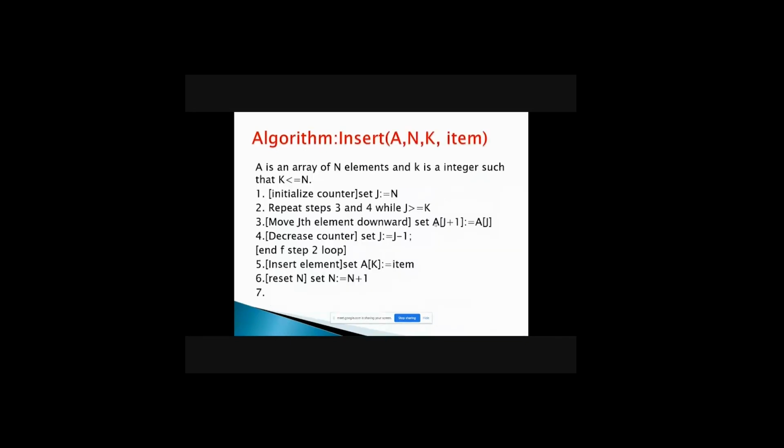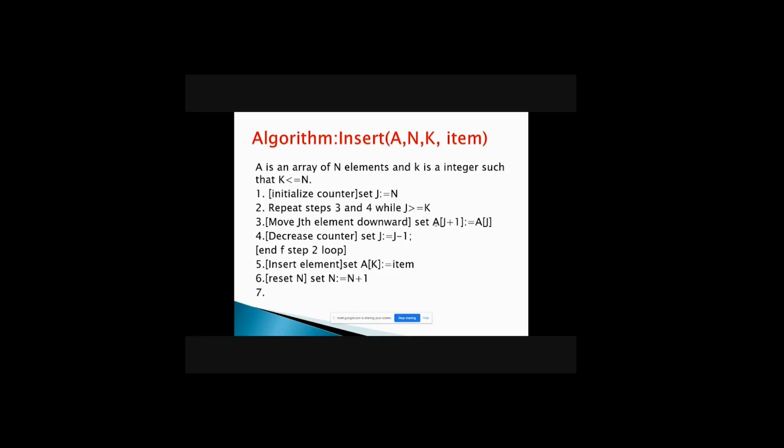Now coming to the algorithm. How is it actually implemented, or what are the steps you need to follow while inserting an element into an array? Let us go through the steps which have been listed here. The algorithm is insert, where we need to have 4 parameters or arguments. The first one is the array, that is A. N is the number of elements in the existing array. K is the integer, that is the position in which a new item has to be inserted.